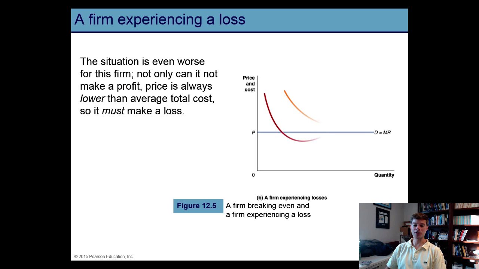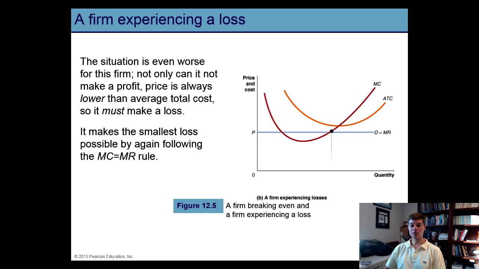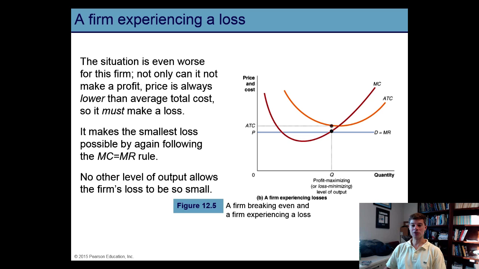On this slide, we're going to see a firm that's incurring a loss. Again, the firm is going to maximize profits by producing that quantity where price equals marginal cost. That's where the blue price line intersects the red marginal cost curve. It occurs at a quantity of Q. This profit maximizing quantity intersects the average total cost curve at an average total cost that is higher than the price level. As a result, the firm is losing money on each unit it produces.